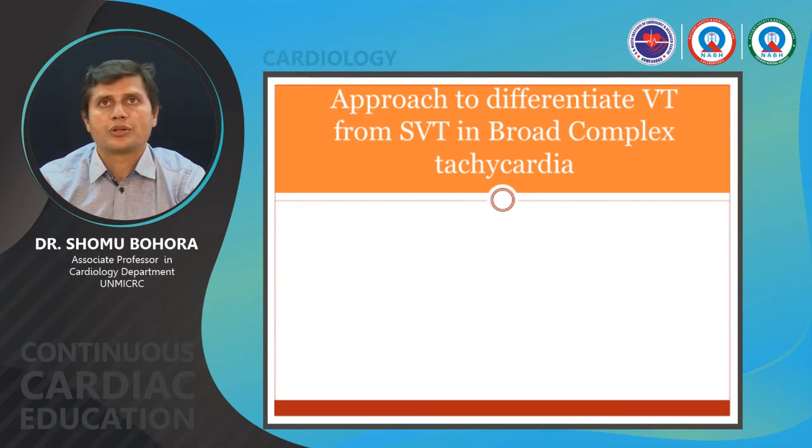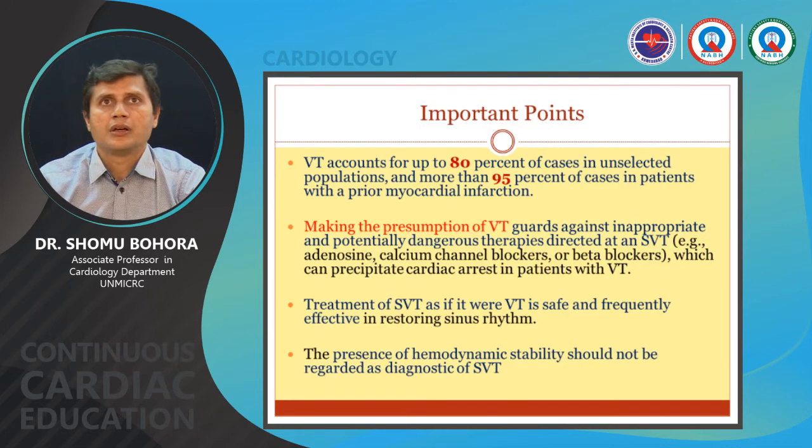So how do you approach to differentiate ventricular tachycardia from SVT in a broad complex rhythm? The most important point is VT accounts for nearly 80% of cases in unselected population and more than 95% of cases in patients with prior myocardial infarction. So making a presumptive diagnosis of VT guards against inappropriate and potentially dangerous therapies directed to an SVT, like giving calcium channel blockers or adenosine or beta blockers in a decompensated patient, which may precipitate a cardiac arrest. Treatment of SVT as if it were a VT is safe and frequently effective in restoring sinus rhythm.